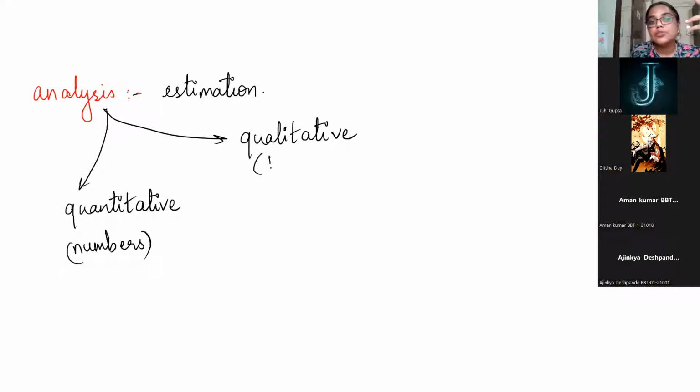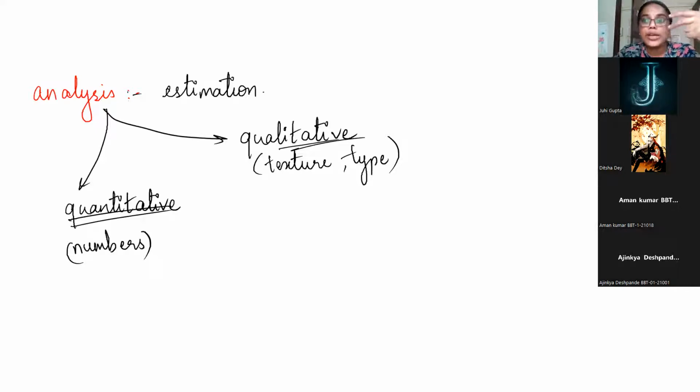When it comes to texture, or type, or whatever visual aspect, when you see something and talk about it, that is quality. This is quantitative. In biochemistry and chemistry in general, you will see that there are two types, qualitative and quantitative. Qualitative is just giving you some sort of surface idea of a particular thing.